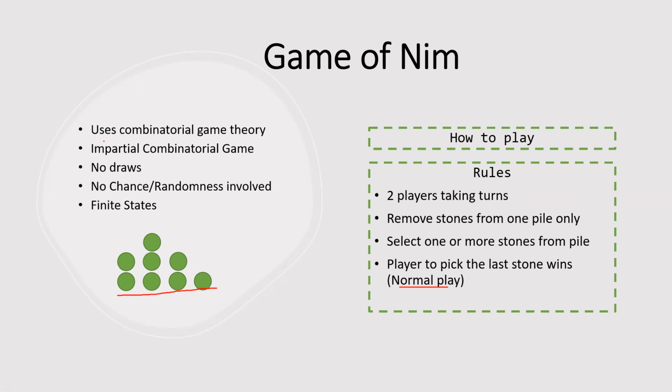In game theory, this is known as an impartial game, which means there are no draws in this, no randomness or any chance, no dice or cards involved. The game has finite states, and both players have perfect information about the game and can make any move they want as long as it's legal.